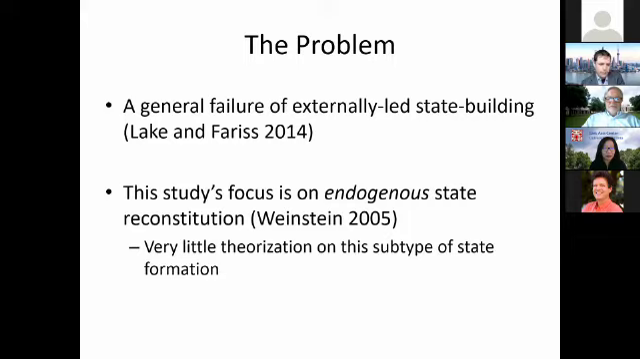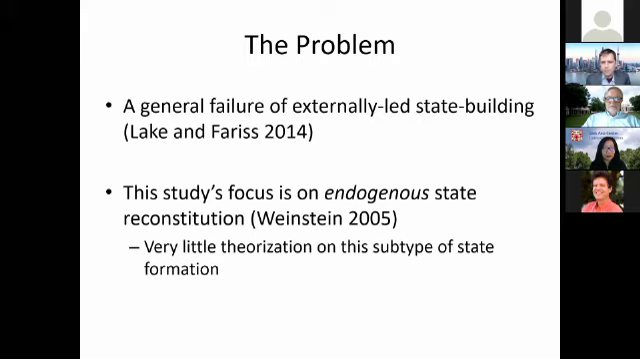And I'm approaching it from this angle because I think that just intuitively it makes sense that this endogenous form of state reconstitution, rather than, let's say, exogenous, to keep the terminology consistent, is more likely to be durable because you have actors who are vested in the future directly of that society leading the process, whereas external actors often have their own interests for why they are engaging in state building in a different country, and those interests may not align with the interests of the society that they are purportedly assisting.